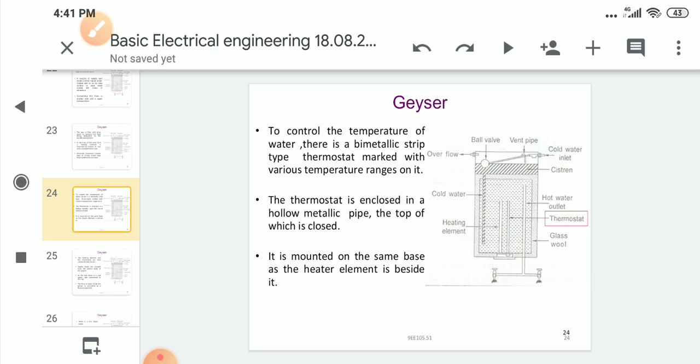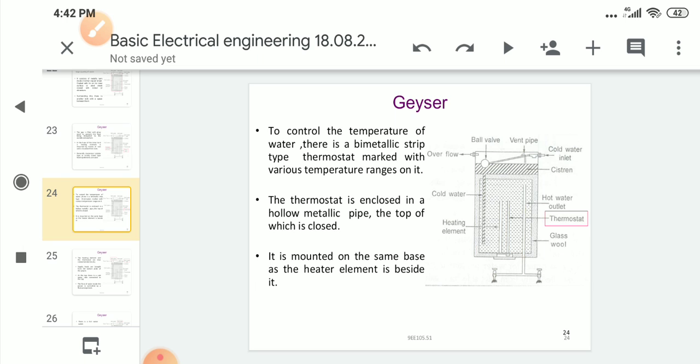Let's see its working. When the geyser is connected to the supply, electrical current flows through the heating element and heat is produced. By utilizing the heat, the water gets heated. When the hot water tap is opened, cold water enters the tank. As the cold water enters the tank, the temperature drops and the thermostat closes the circuit to the heating element. When the tap is turned off, the heating element continues to carry current until the temperature reaches its preset value.